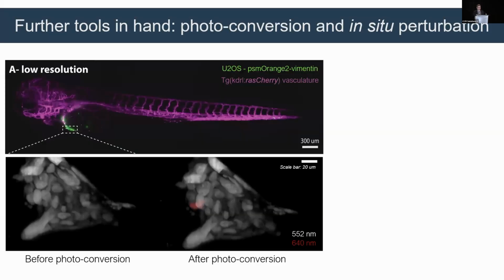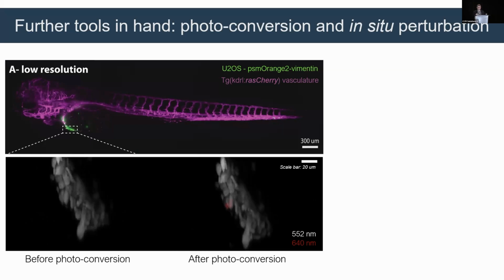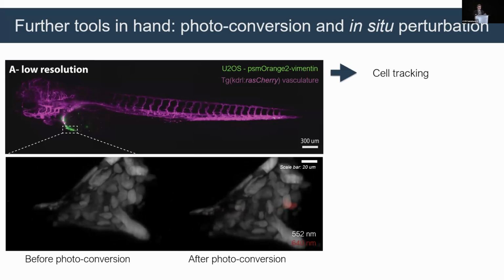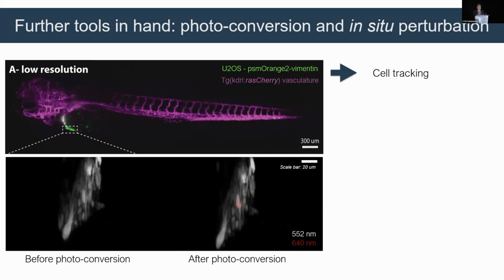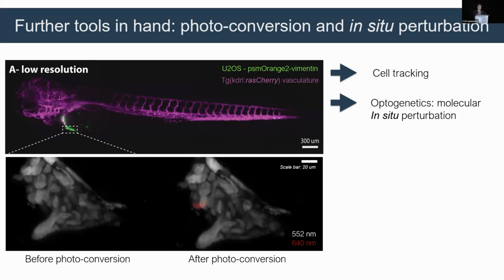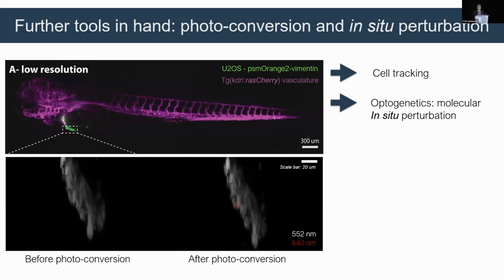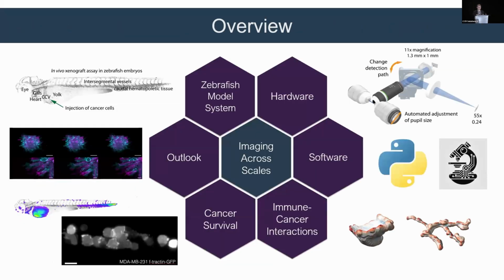What we also want to do moving forward is not only observe, but also perturb. Here you see a spheroid, cancer cells injected into zebrafish, and with a 2-photon laser we are able to target one single cell, and we can change it. For example, here photoconvert, but we are not only interested in photoconversion, that is good for cell tracking, but we are also interested in optogenetics to induce molecular perturbation inside a living organism. With this, today I showed you how we leverage the zebrafish model organism to address many questions in cancer research, but also beyond, how we can use the hardware and the software of a multiscale microscope to look at immune cancer cell interaction and cancer survival, and where we want to go in the nearest future.